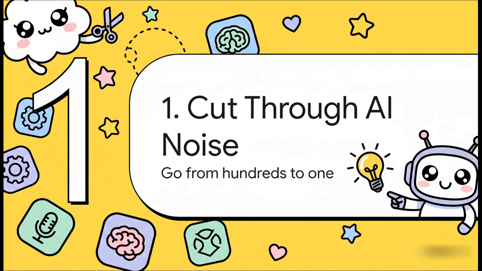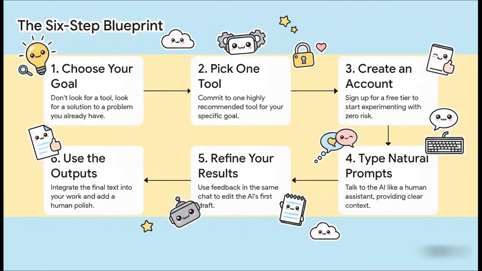Okay, part 1, cutting through AI noise. Now, the secret here, and this is a big one, is that the first step has absolutely nothing to do with picking a tool. It has everything to do with focusing your intention. And here it is, our entire blueprint in one shot. It's this simple. First, you choose a goal. Then, you pick one tool, create an account, talk to it like a person, refine the results, and finally, you use the output. That's it. It really is that straightforward. So, let's walk through each one right now.